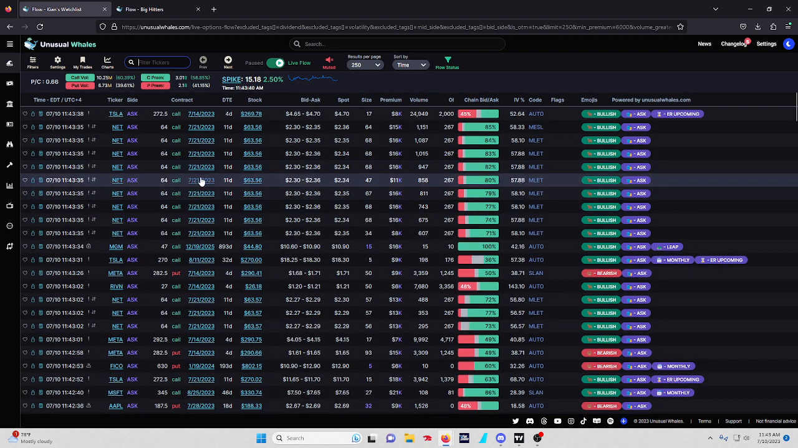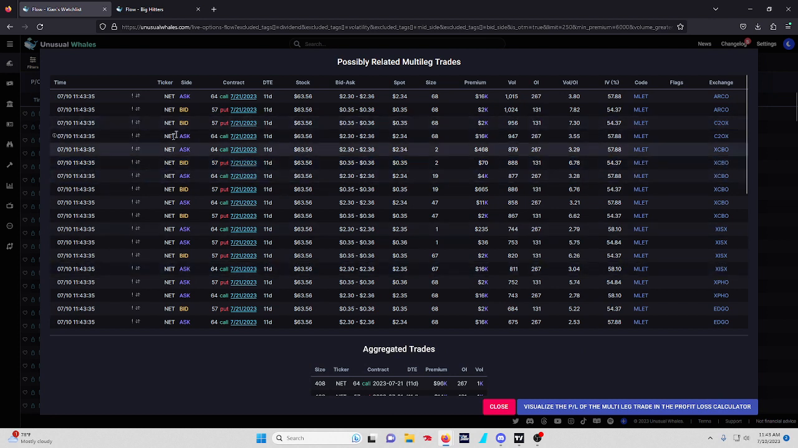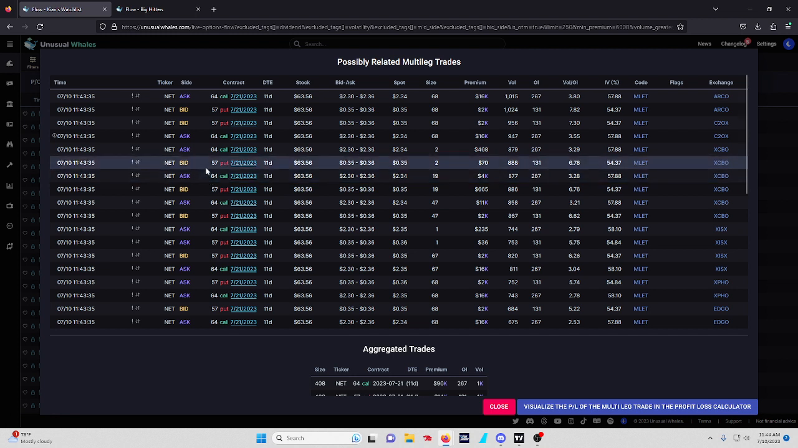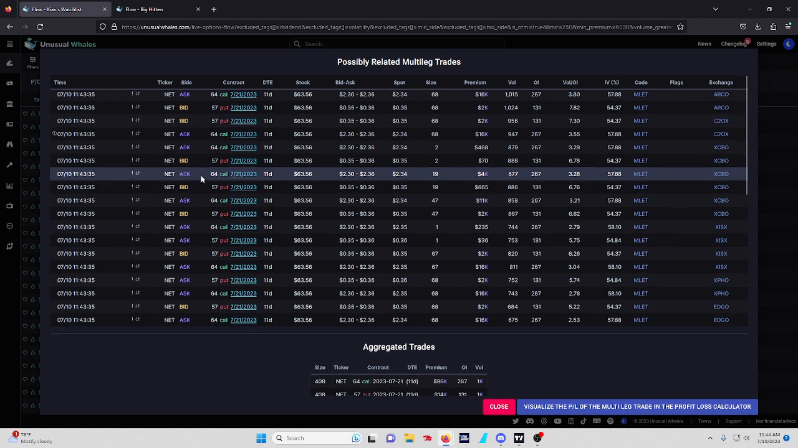So net, you see 64 calls coming in for 721 expiration. You see how it has these arrows, right? So it's a multi-leg. So what I'm going to do, I'm going to click this. And so this is kind of messy, right? So they're selling 57 puts, right, at the bid, right? They're buying the 64 calls. So this is actually a bullish trade, right? So they're selling the 57 puts and they're buying a 64 call for 721 expiration.